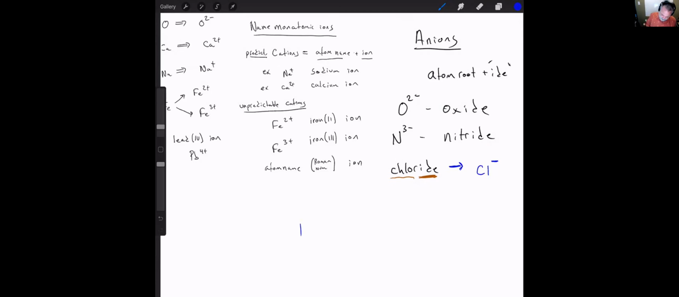What about phosphide? Well, the root is from phosphorus, P. So it starts off with a P. We know that it's an ion, IDE. So what group is phosphorus in? It's in group 15. Group 15 forms 3- ions. So we know the formula for phosphide is P3-.